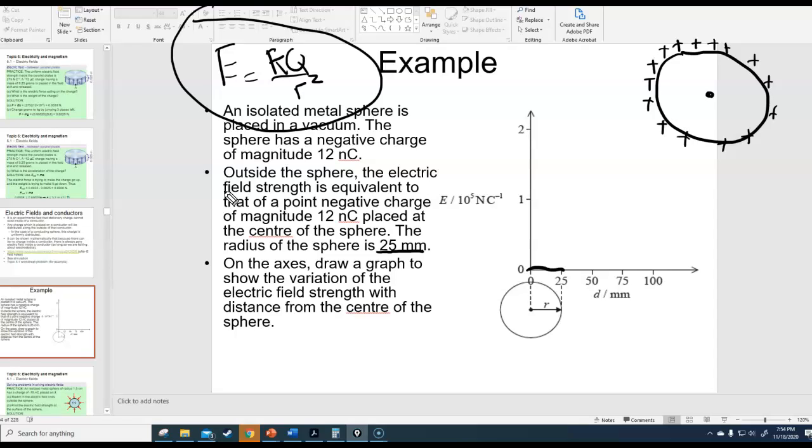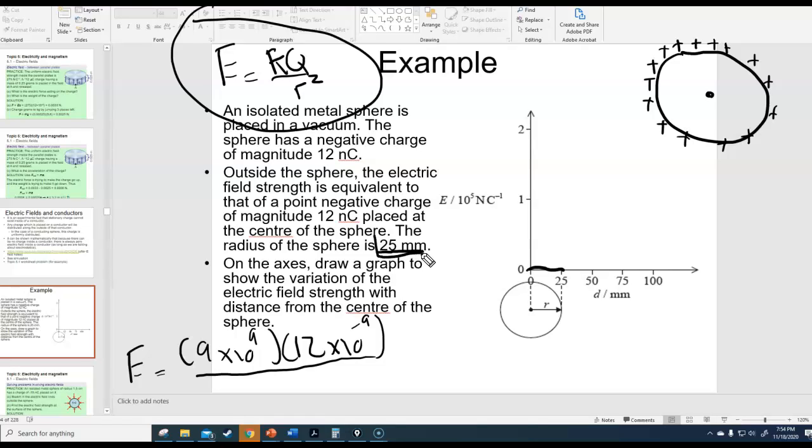Now, what is it going to jump up to? Well, let's find out. If we use the equation kq over r squared, we have k is 9 times 10 to the 9. Big Q is 12 nanocoulomb, so 12 times 10 to the negative 9 coulomb. And once we get to the outside of the sphere, where this equation applies, we are a distance of 25 millimeters from the center. Okay, and so that means for r, I should do 25 times 10 to the negative 3, because I have to convert from millimeters to meters, squared.